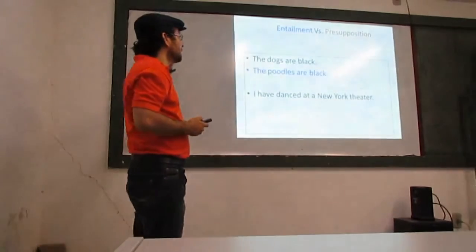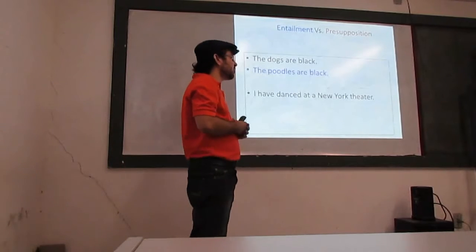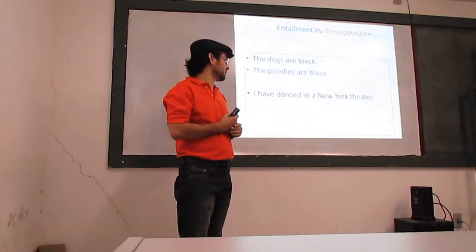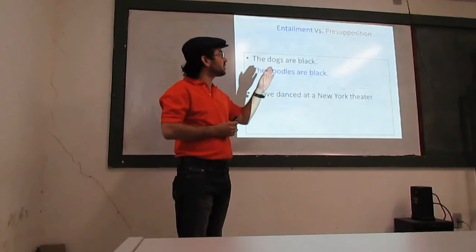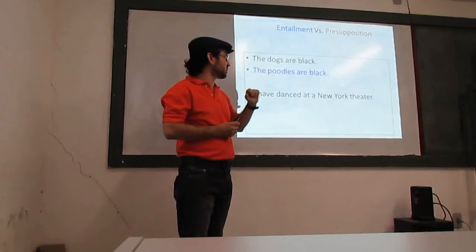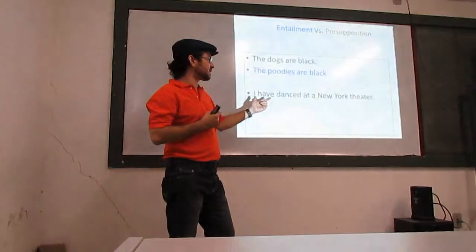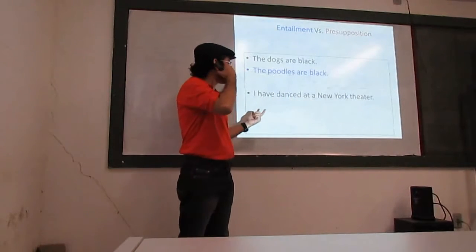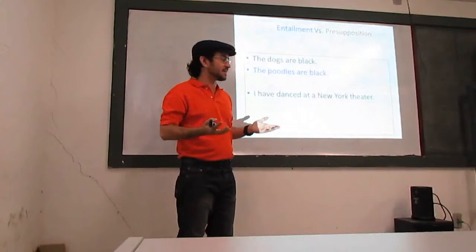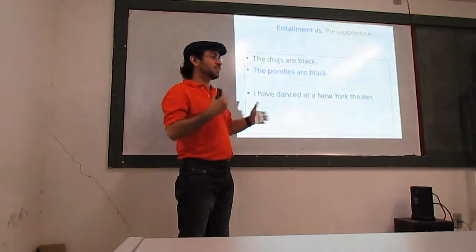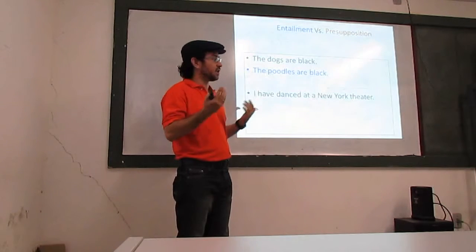Let's see now something about presupposition. I have danced at a New York theater. Eu dancei no teatro de Nova York, no teatro de Nova York. So let's use the concept of presupposition. To presuppose that I have danced at a New York theater, I have to imagine that I like to dance, or at least that I know to dance. Okay? And that probably there is a theater, one theater in New York.